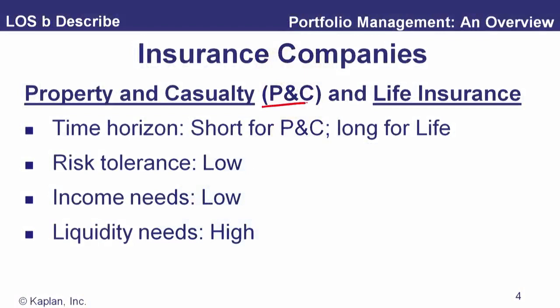Insurance companies, two kinds. We can look at P&C firms, property and casualty, versus life insurance companies. They are similar on a number of dimensions.